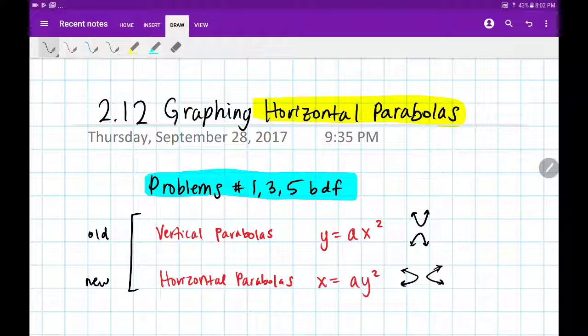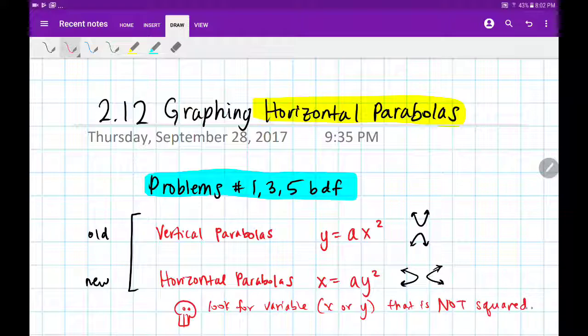The easy way to identify which way we're opening is, I'm going to make a note here, okay? It's a skull, as in very important. You're going to look for the variable, which I'm referring to as the x or the y, that is not squared. I'd like you to make a note of this. To determine whether it's opening up, down, or left, right, we're going to look for the variable that is not squared.